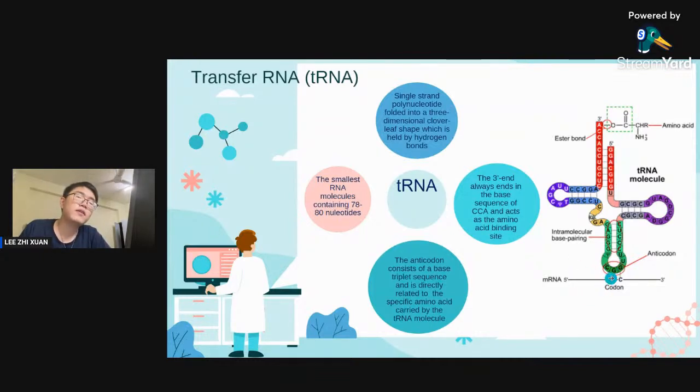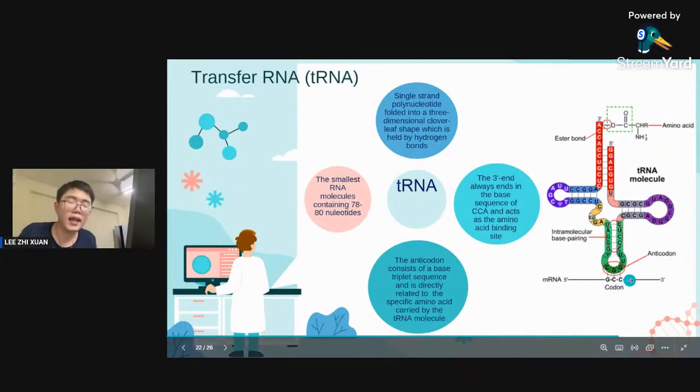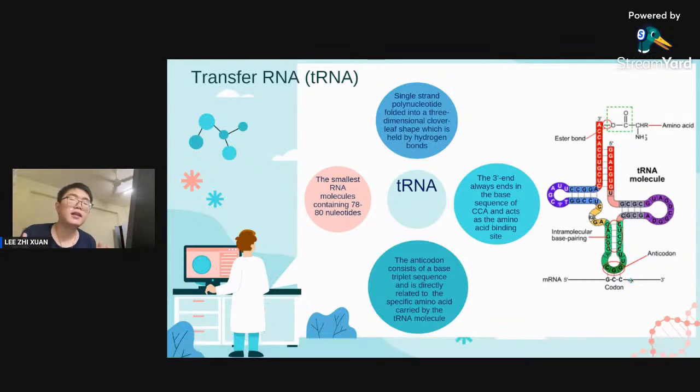So when we say there are 20 types of amino acid, it means our body should have at least 20 different types of tRNA, because they need to bind with each amino acid. But not all cells can produce all 20 types of amino acid. Like humans, we know that we have essential and non-essential amino acids, right?